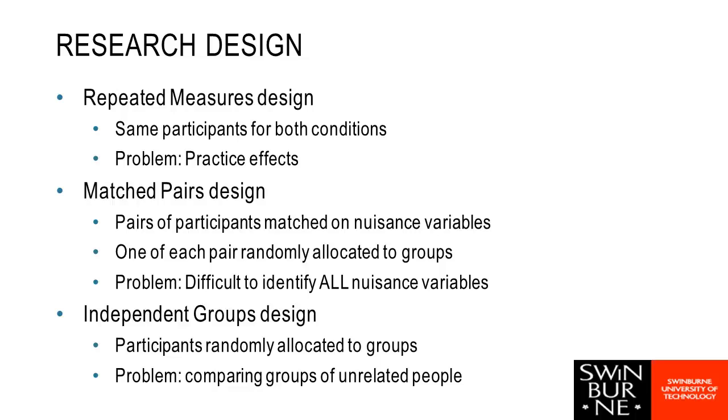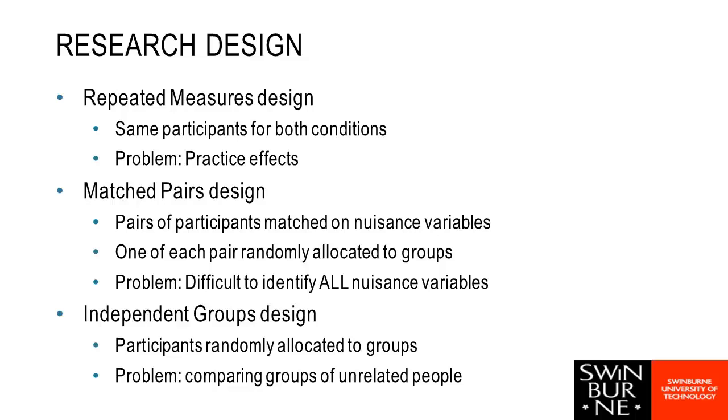The second kind of design is what's called matched pairs. This is where we try and split up our participants into two groups, but we try and make each individual in each group have someone that matches very similarly to someone else in the other group on our nuisance variables. So if we were trying to divide with some of those variables like age and gender, then we would try and have each person of a particular age and gender in one of our groups, say our no alcohol group, matched with someone of the same or very similar age and same gender in the driving with alcohol group.